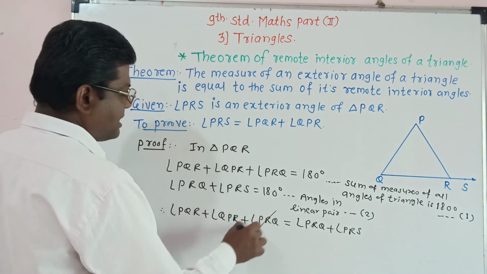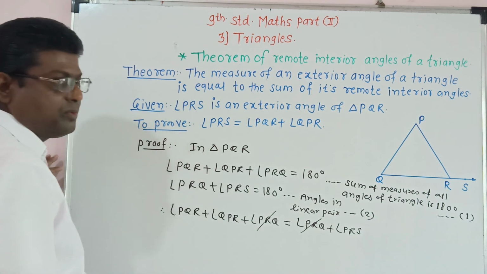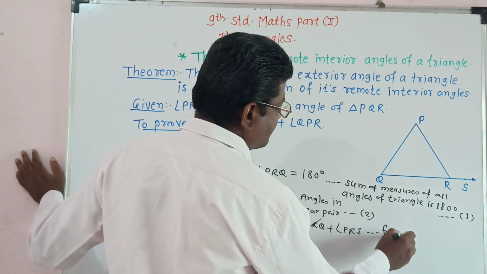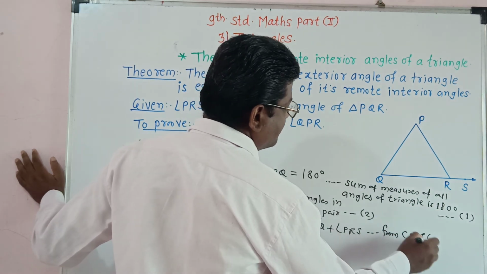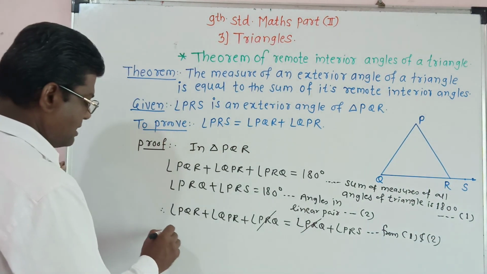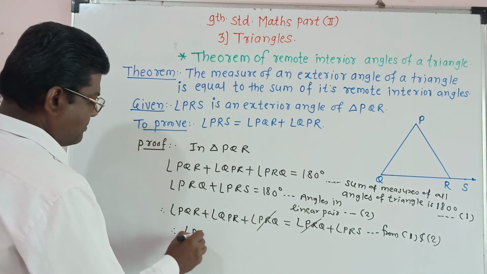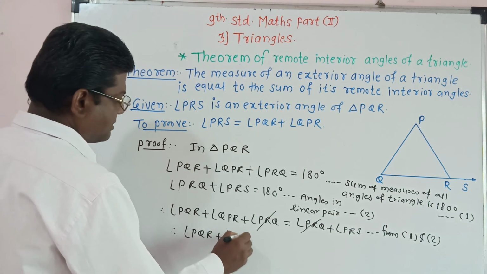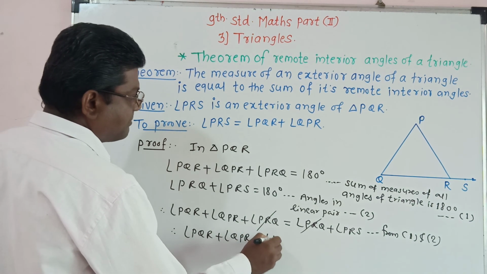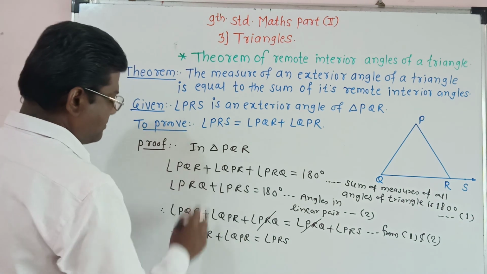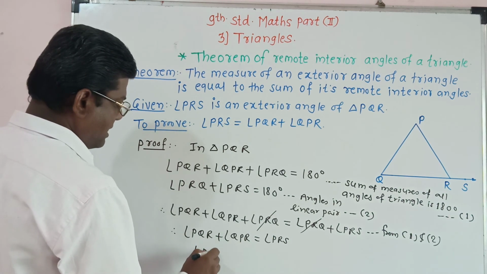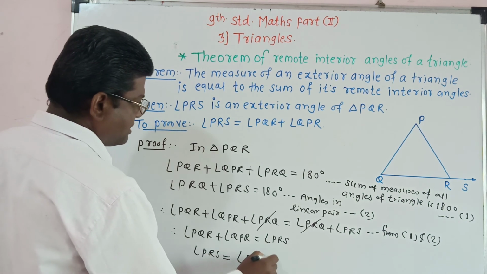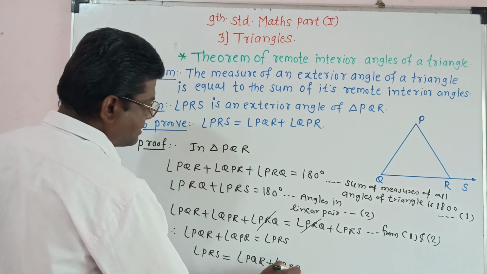Now this angle PRQ will get cancelled. The reason is from equations 1 and 2. Therefore angle PQR plus angle QPR is equal to angle PRS. Therefore angle PRS is equal to angle PQR plus angle QPR. This is the proof.